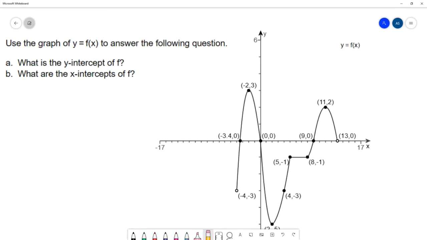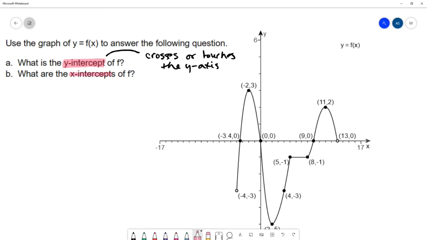So on this example, we want to use the graph to answer the questions, what is the y-intercept of f, and what are the x-intercepts of f? So we have to know what the definition of intercepts are. What is a y-intercept? A y-intercept is where the graph crosses or touches the y-axis.